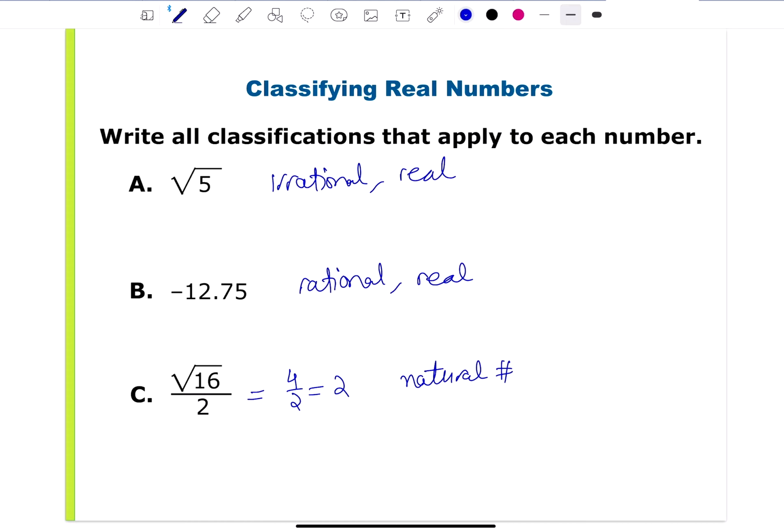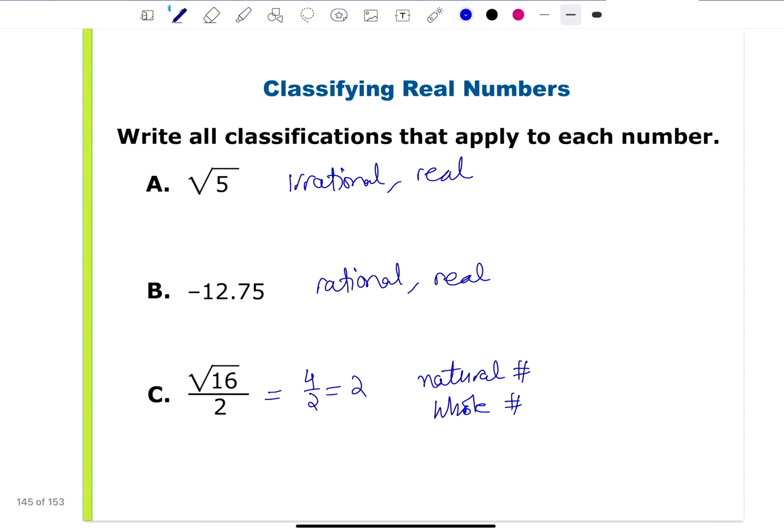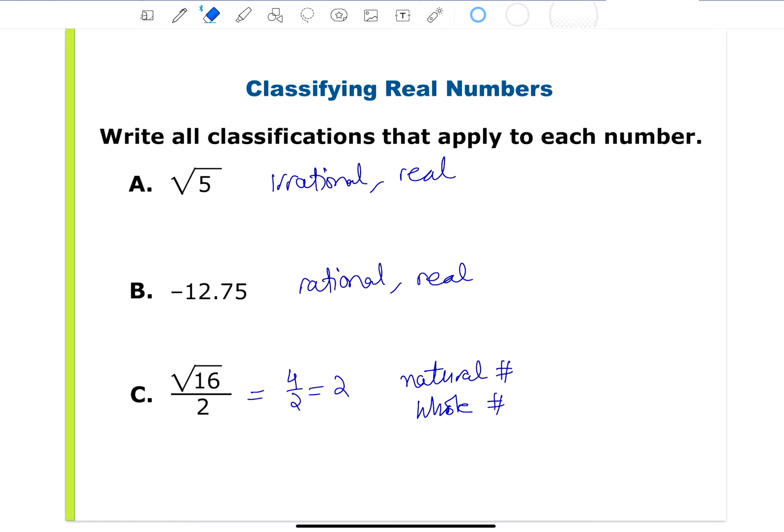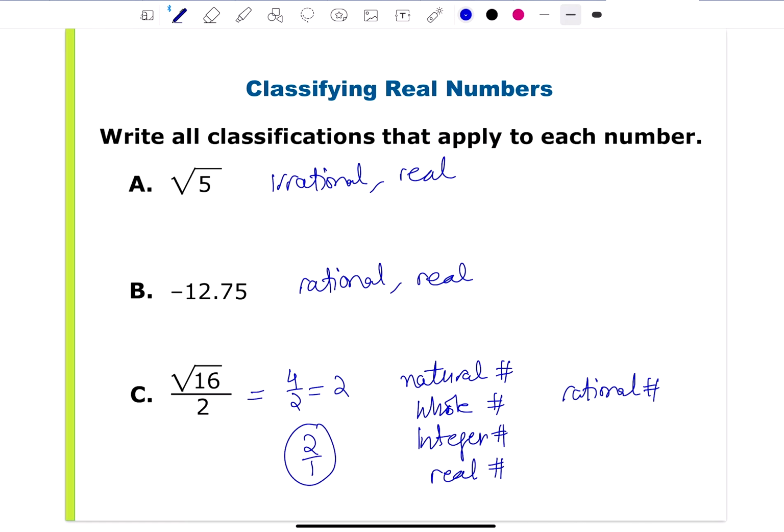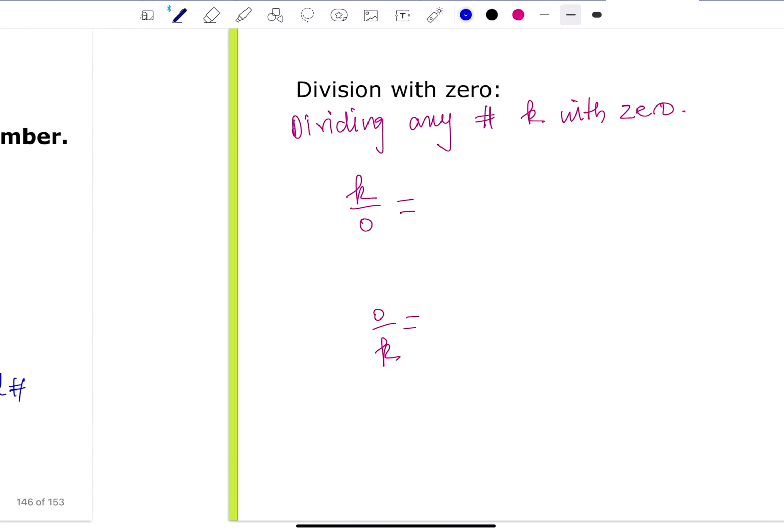Natural number, whole number, and integer. It's also an integer. It's also real. It's a real number, and it's also a rational number, because we can express 2 as 2 over 1. We can express it as a ratio of two integers.